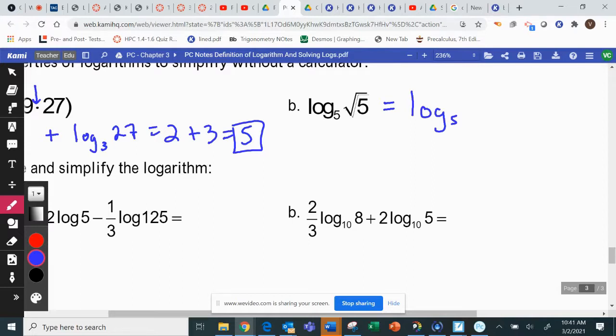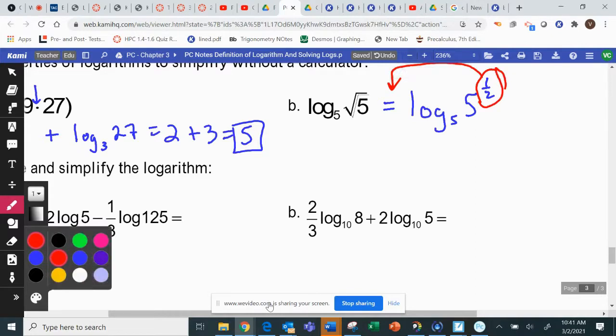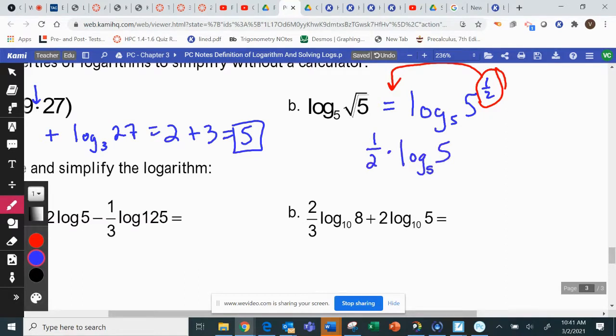Somebody's saying fraction. Oh, Sarah. It's a fraction exponent. Yeah. So what is the exponent that means square root of 5? 1/2. So now I'm going to use the power rule that says to put that in front. So I get 1/2 multiplied by log base 5 of 5. And what's log base 5 of 5? 1. So that simplifies to 1/2. And that's using the power rule, even though I kind of already taught it to you. I just didn't tell you it was a property.